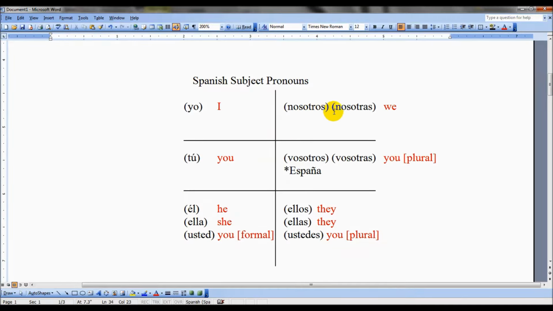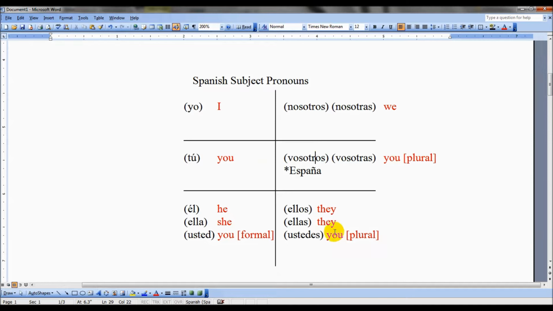Jump over here to the right. We have the two, nosotros and nosotras. The difference, obviously, is this letter A or O right here. So the nosotras is if it's just a group of girls saying we. For nosotros, it's either just all guys saying we, or it's a group of guys and girls saying we. I put a little asterisk here in España because the vosotros is used in Spain only, and it's you plural, and it's an informal you plural. So if in Spain the teacher was going to say to his students, you have homework tonight, he would use this vosotros. And the same thing applies with the os versus the as, just girls, just boys, or boys and girls.